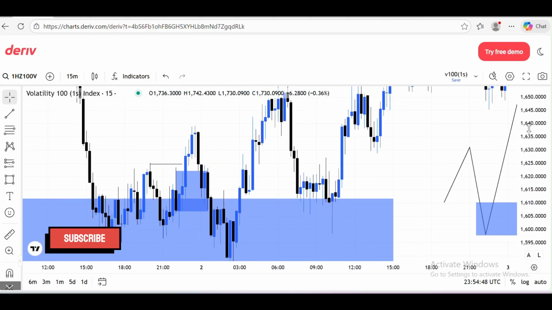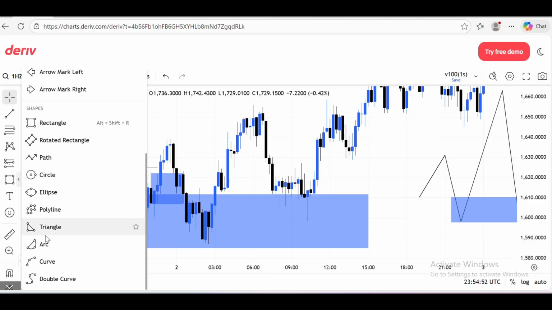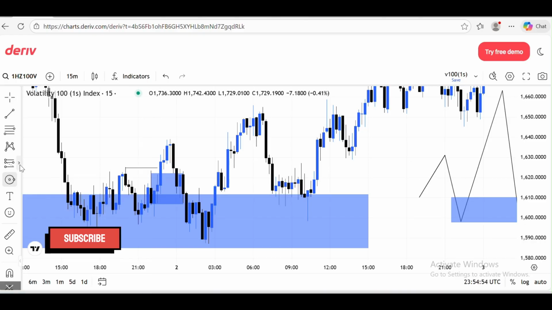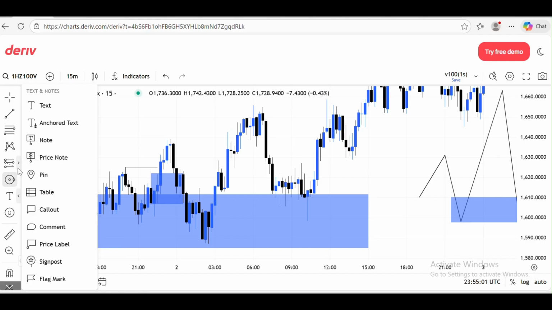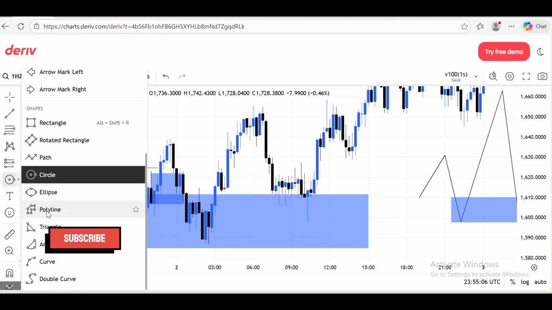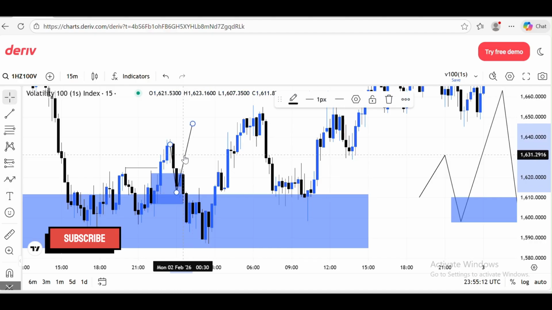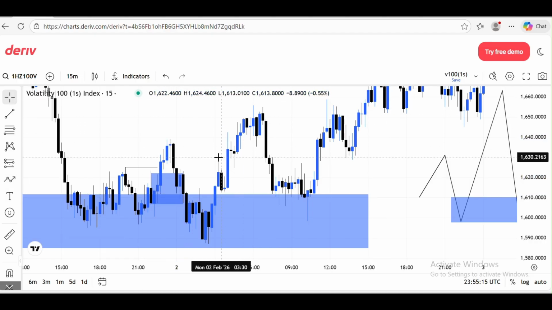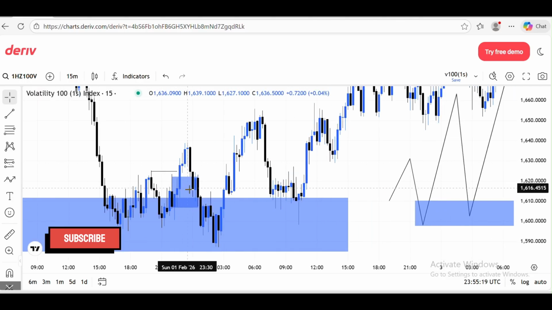So we'd have waited for price to come in and tap into this zone for it to buy, but that did not hold. It got violated, so it took us out if we had entered here.